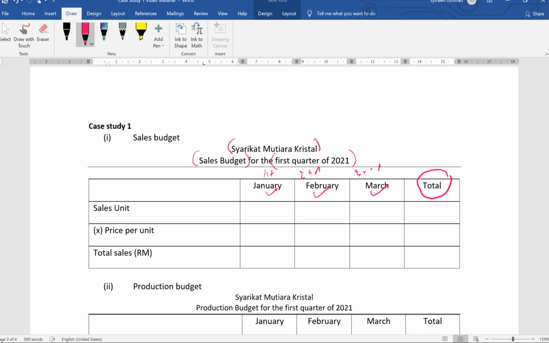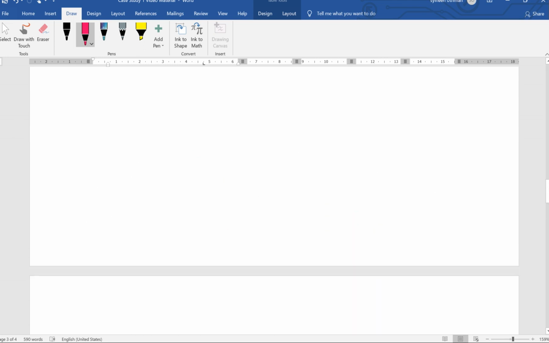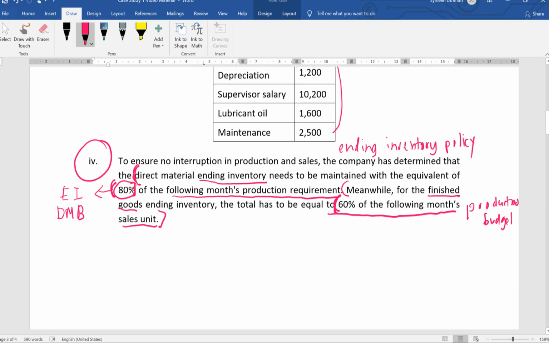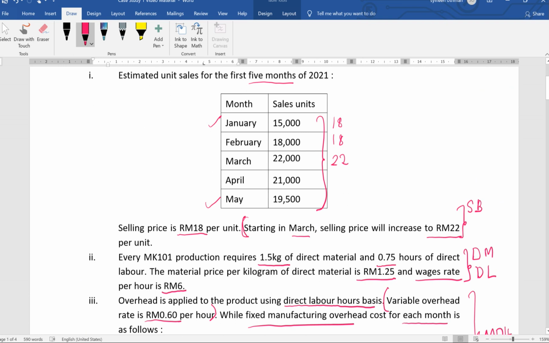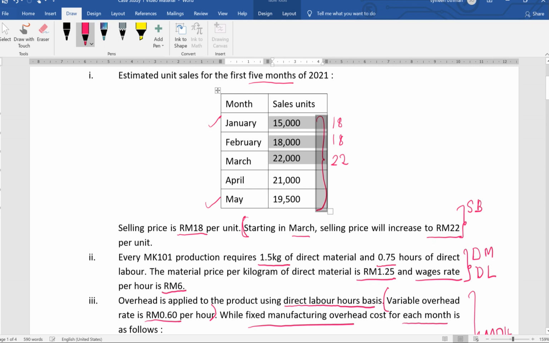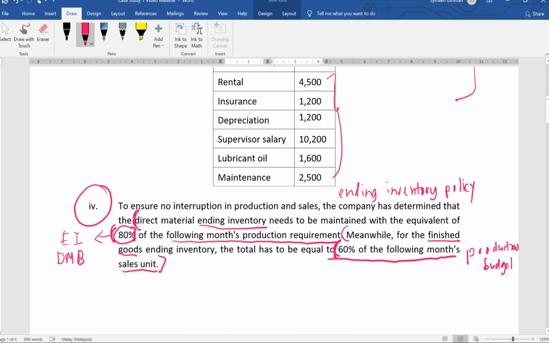Okay, so sales unit, alright, Madam akan ambil from here. Okay, it's given here. Alright, so this is your sales unit. So kita akan guna 3 saja. Okay, so kita akan ambil 15,000. You're going to take it from here. Right, so you're going to take 15,000, 18,000, and 22,000. So all this kita akan letakkan dalam kita punya sales budget.